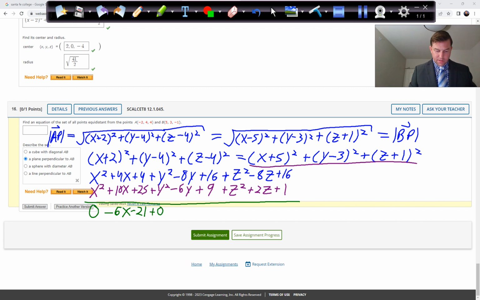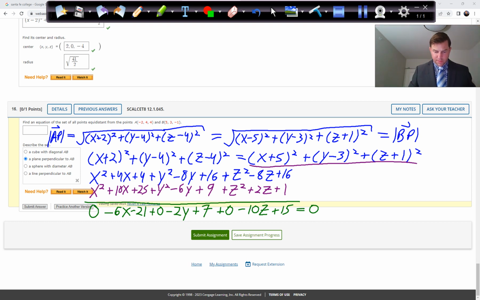Y squareds will cancel. The nice thing about this problem is all the second order terms, the x squared, y squared, z squared will cancel. Be careful on this one. Minus 8 minus minus 6 will become positive. Minus 8 plus 6 is minus 2y. 16 minus 9 is plus 7. Z squareds cancel. Minus 8 minus 2 is minus 10z. Let me make sure I've got the letters. Yep. 16 minus 1 is plus 15. Now, on the right side is 0.